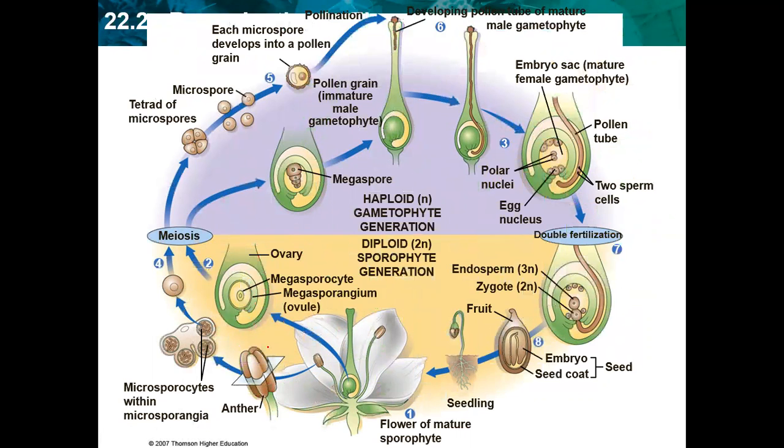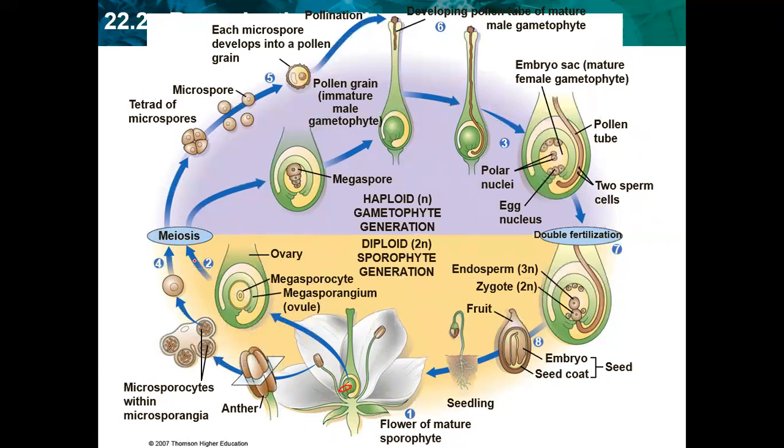Now this stage is just a summary of everything said about the fertilization of flowering plants. The first stage, number one, is the flower of a mature sporophyte, because the dominant phase in the flowering plant is the sporophyte phase. What you have here has been made larger. This is the ovary. We have the megasporocyte. We have the megasporangium, which is also called the ovule, here.